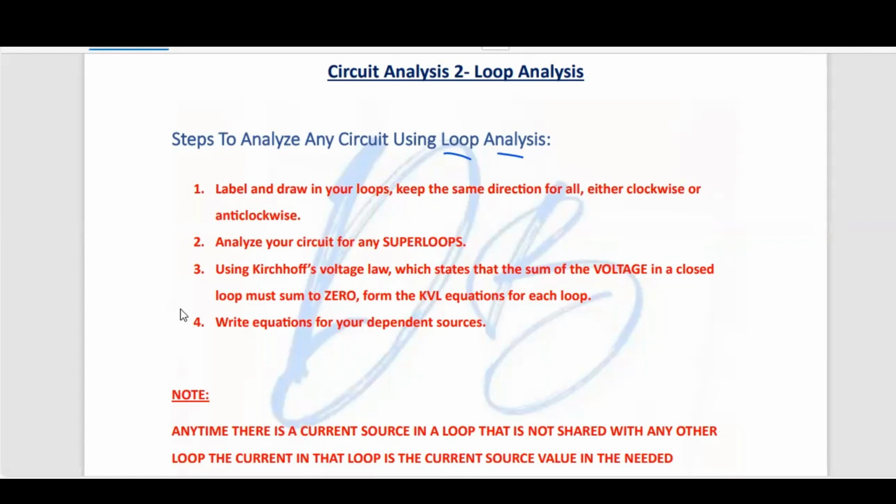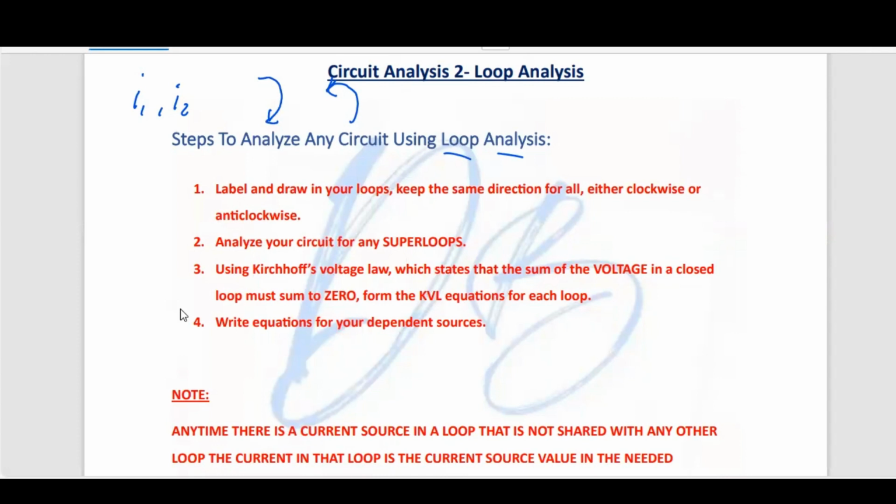So the first step, you label and draw any loops. You normally name a loop I1 or I2. That is normally the consensus, right? And then you have to assume a direction for it. The loop can go either clockwise or anti-clockwise. The norm is to go clockwise, right? But whichever you choose, just keep it constant for all the loops. Don't have one loop going clockwise and the next going anti-clockwise and switch all the time. Just keep it constant for all the loops, as you'll see.